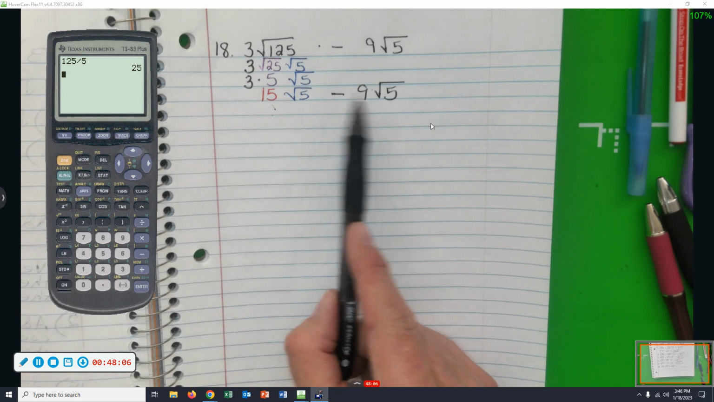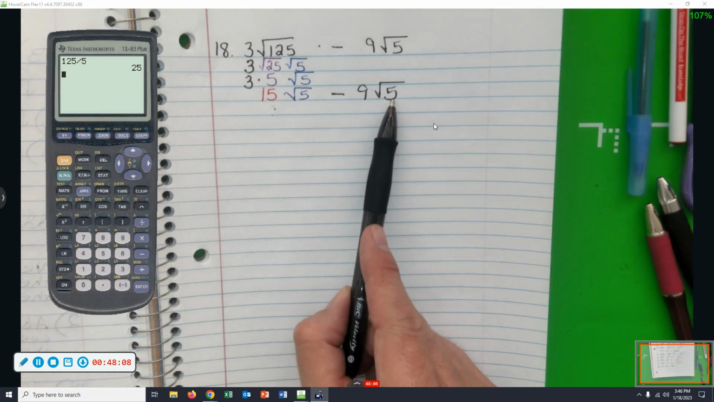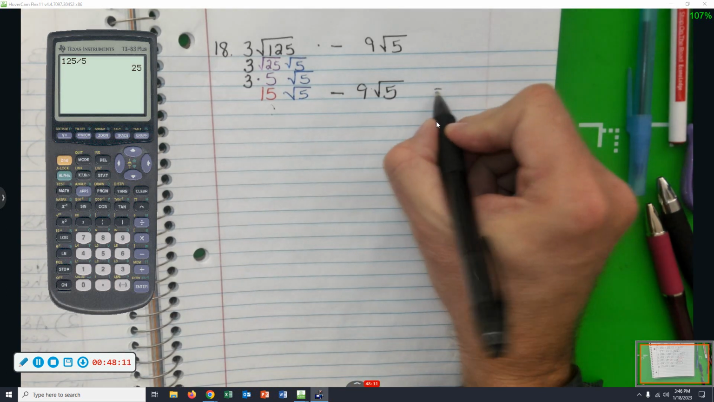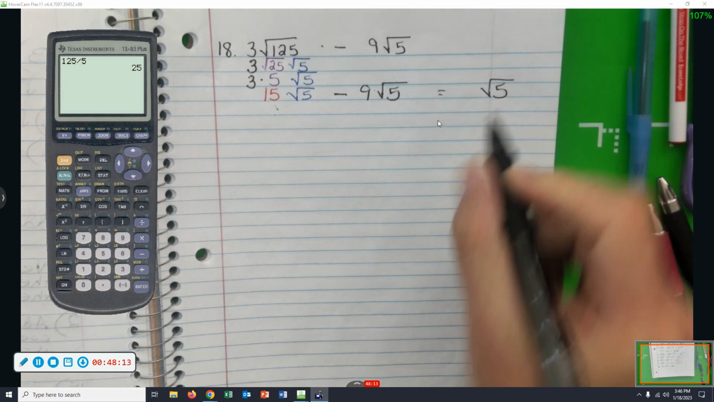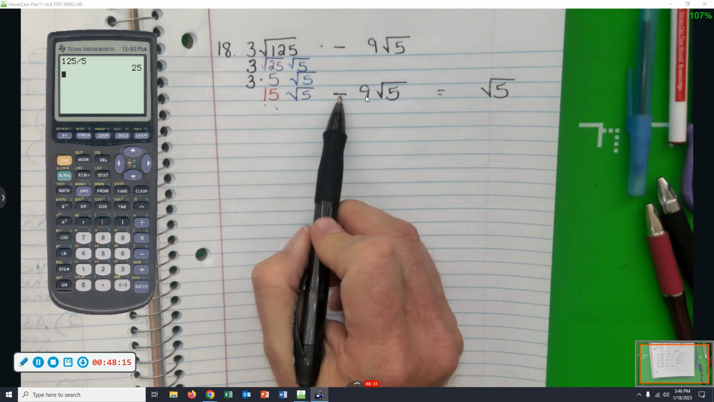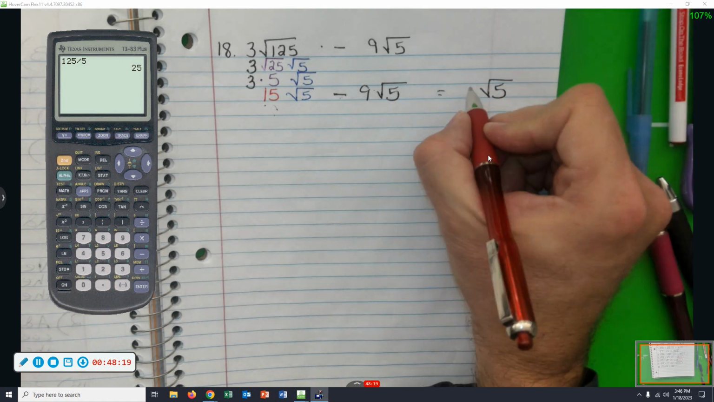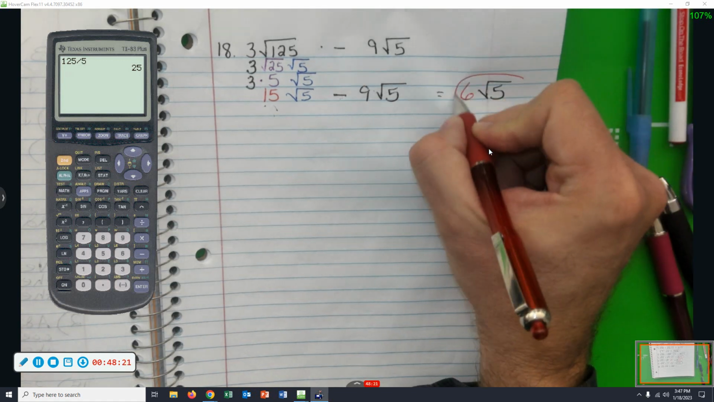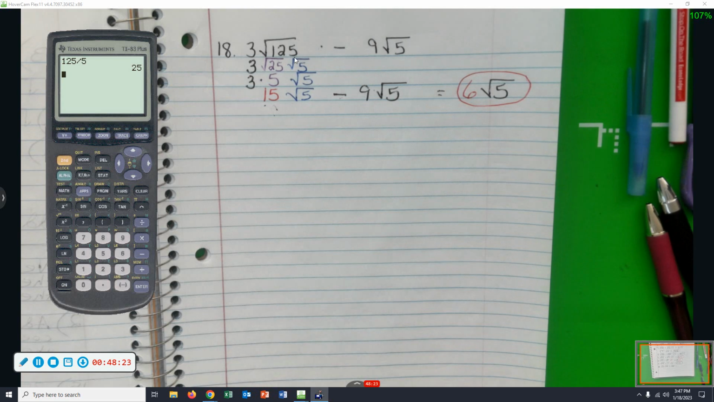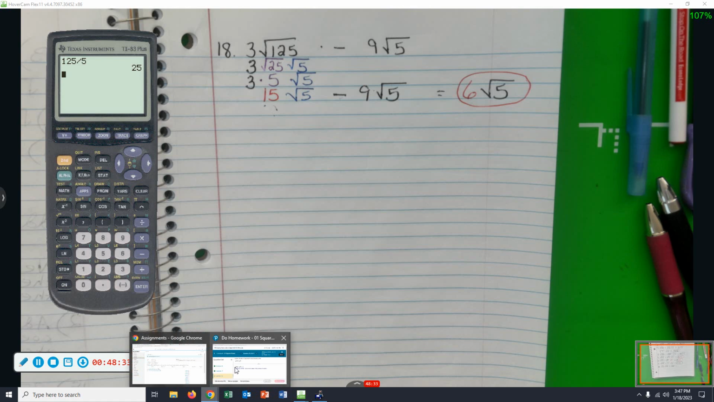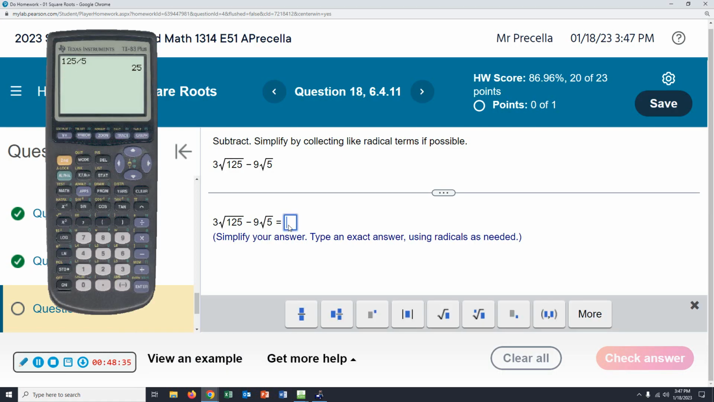Am I going to do anything with these 5s here, other than just write down square root of 5? 15 minus 9, what am I going to put there? 6 square root of 5. So if you don't have the same thing under the square root, try to simplify so that you do have the same number under the square root. And we have a final answer of 6 square roots of 5.